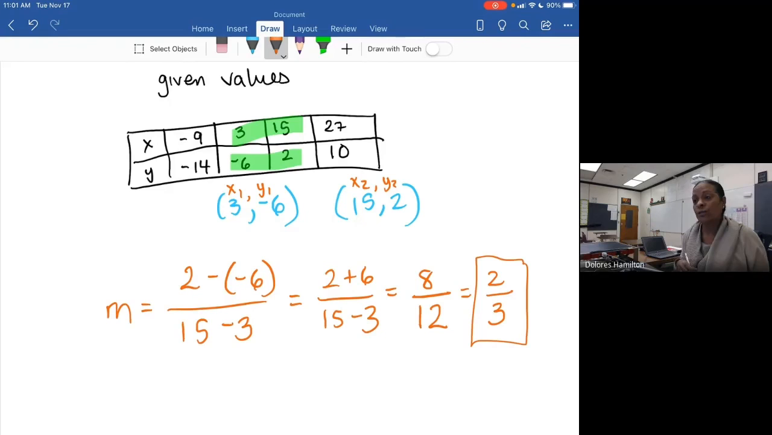And if we had chosen any of those other two, or any other 2 points that were on that table, we would still get a slope of 2/3.